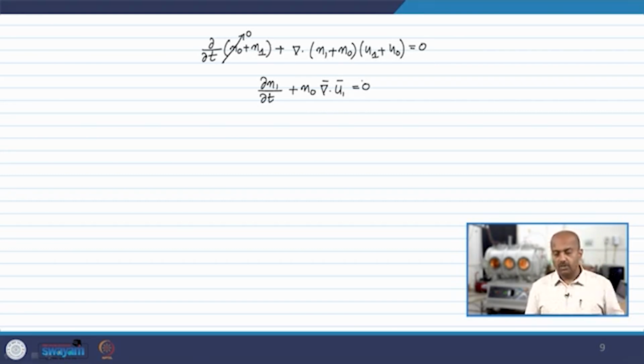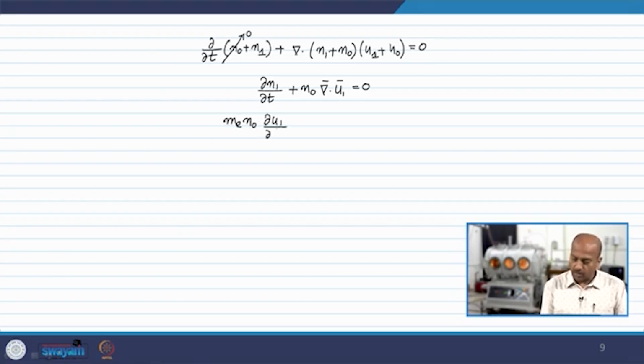Right. Similarly, we can use the perturbation for the momentum equation as well, and we can write the momentum equation as me n0 ∂u1/∂t is equal to minus e n0 E1 minus 3 kB Te del n1.